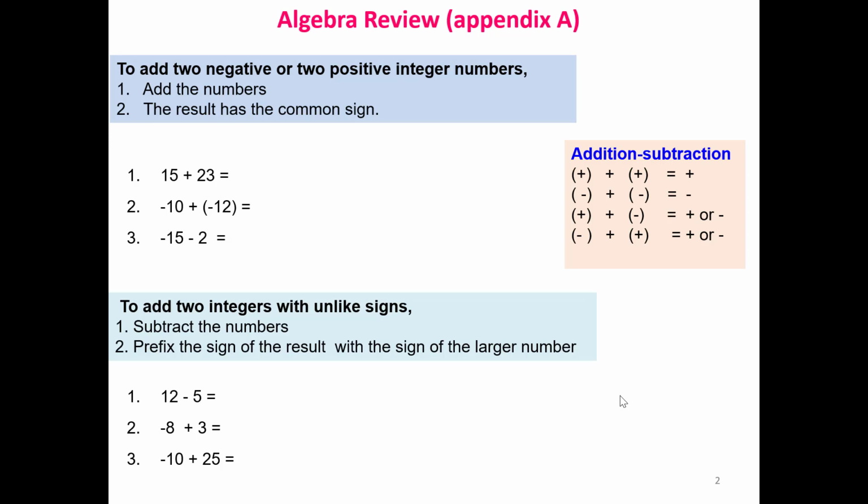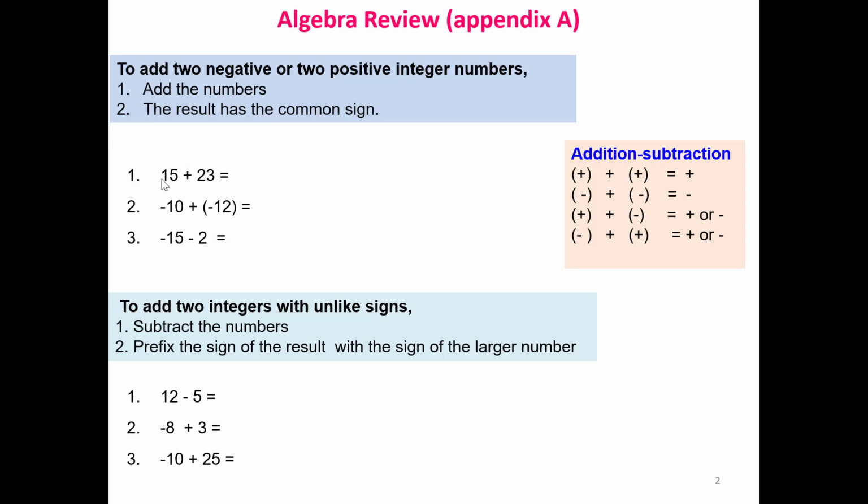And the first thing we want to discuss is the addition and subtraction of integer numbers. If we want to add two positive integer numbers, we just add the numbers, and the result will have the common sign. The same thing we can do if we need to add negative numbers. If we add negative numbers, we add the numbers and the result will be negative. Yes, the common sign. And let's solve the first three problems.